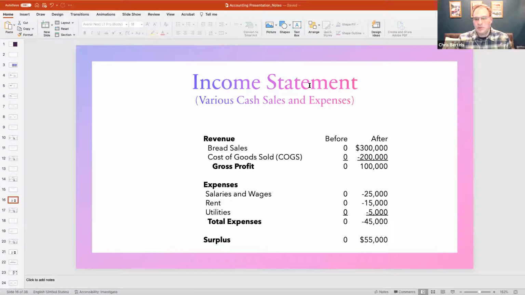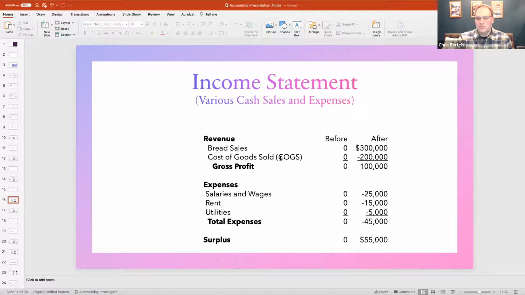Okay, so the income statement, and once again, I just totally made up these numbers. So the co-op sold $300,000 of bread. So that's how much they got from customers. And in this instance, it's cash that they got from the customers, no credit cards or that sort of thing. And then cost of goods sold is $200,000. So that's essentially a form of expense.